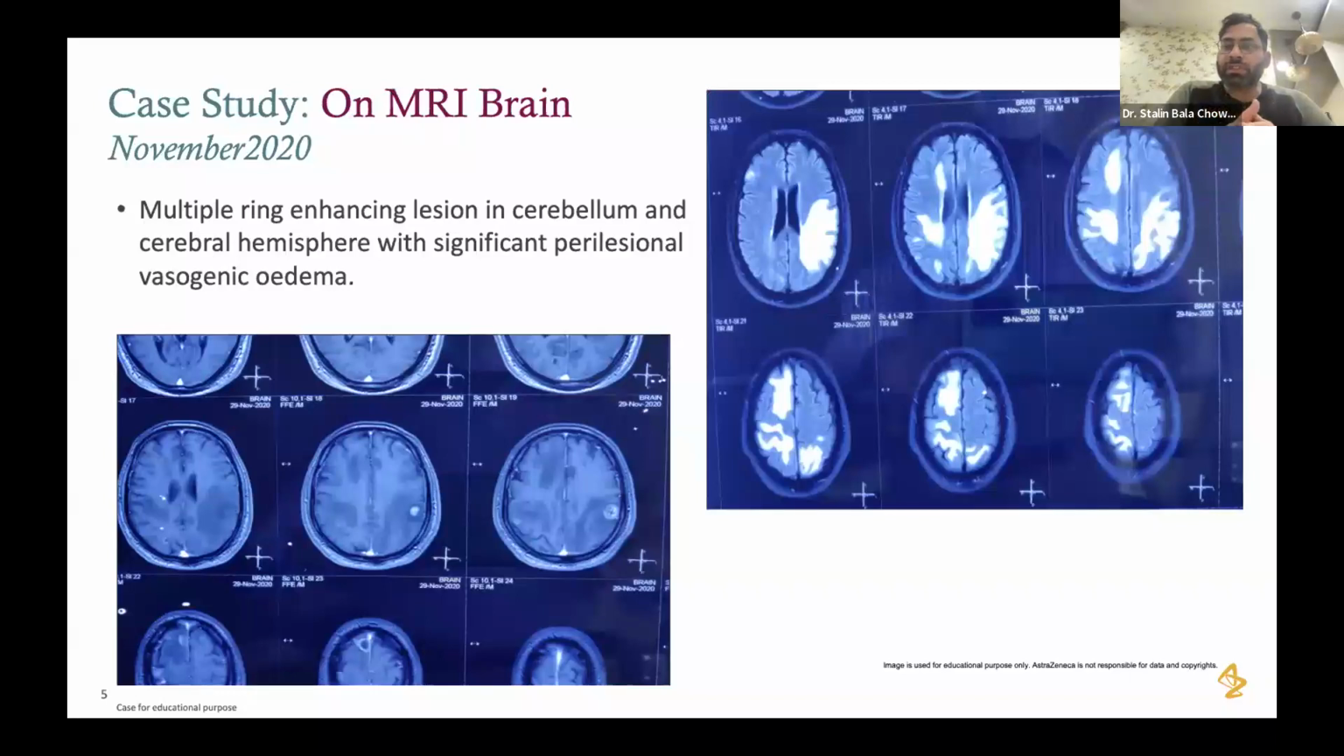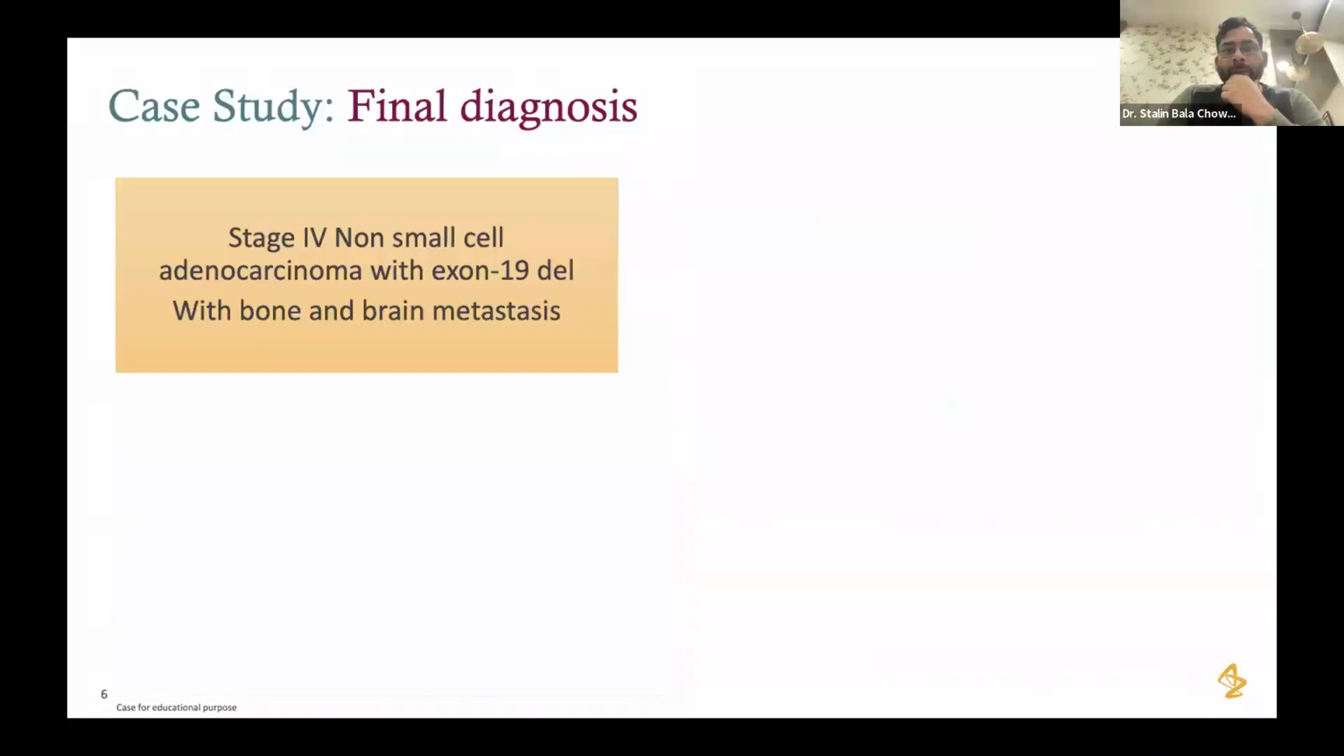That's why this much discussion is happening on EGFR and the development of newer therapies, especially since these patients will be having brain metastasis, and the drugs we have developed can cross the blood-brain barrier and target the brain metastasis. And this case has multiple ring-enhancing lesions in the cerebellum and cerebral hemisphere with significant perilesional vasogenic edema. So this is the final diagnosis: stage 4 NSCLC with exon 19 deletion with bone and brain metastasis.